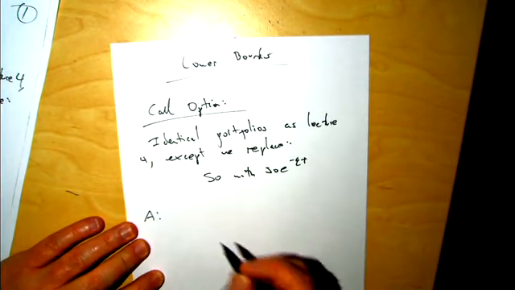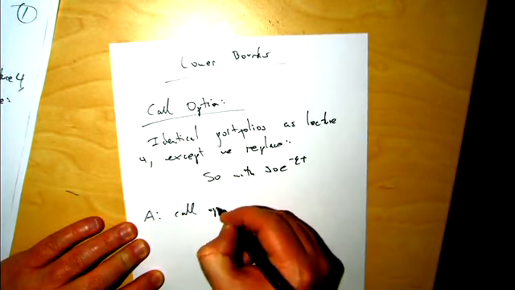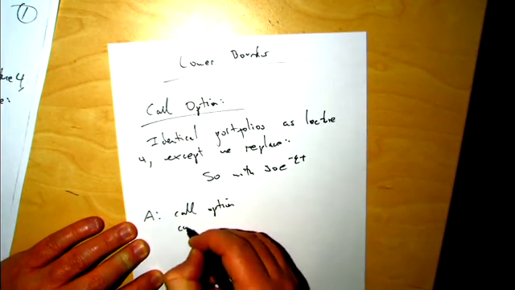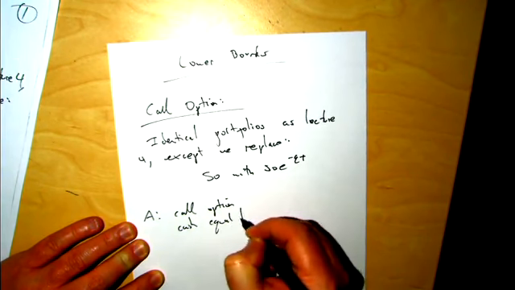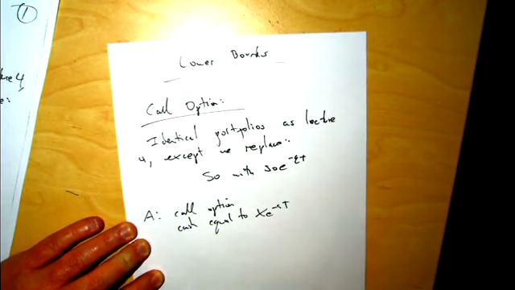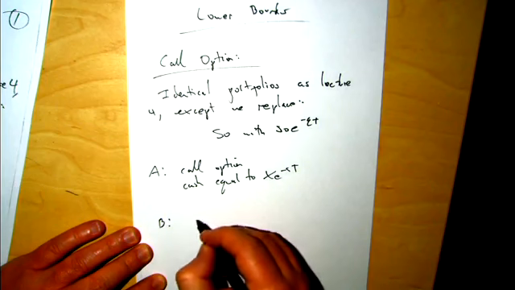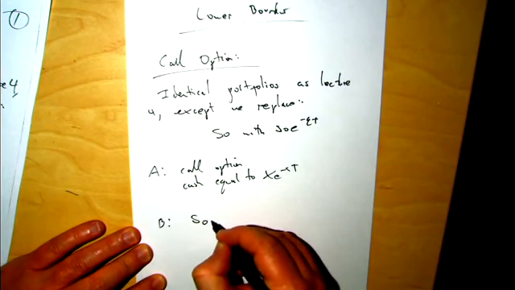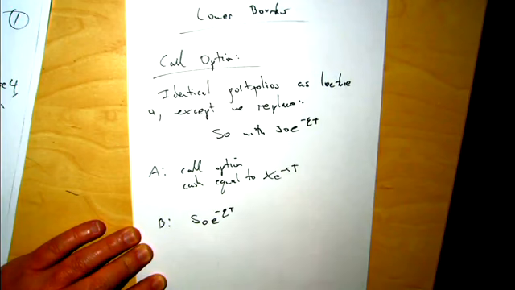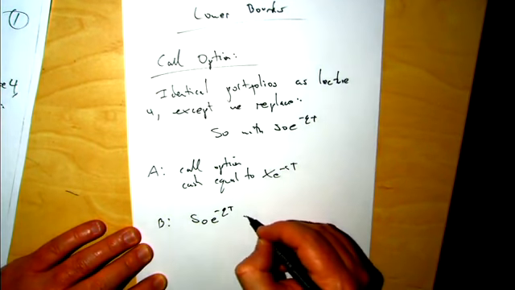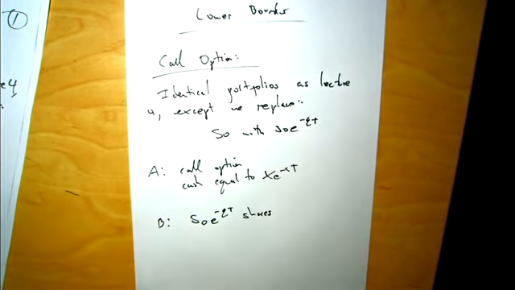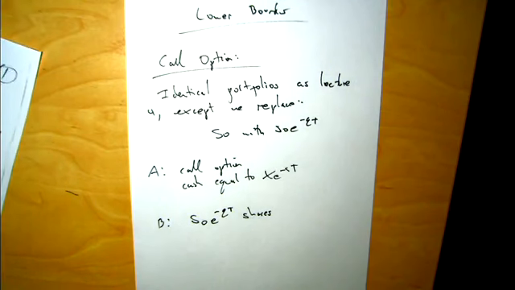So portfolio A is going to be comprised of one call option and cash equal to the present value of the exercise price. And portfolio B is going to be comprised of S0 times e to the power of negative QT shares. Okay, so again, all we're doing is removing the dividends from the current share price. Okay, imagining that we can go ahead and do that. And then we set up our table.